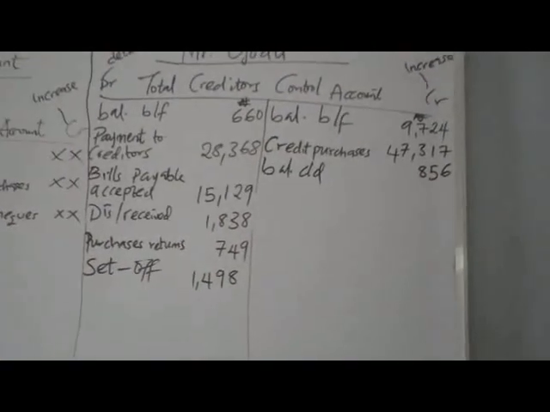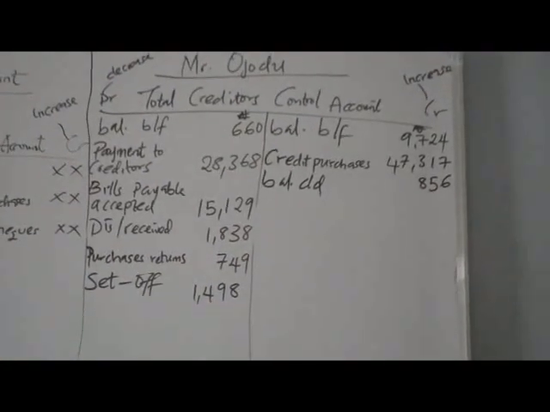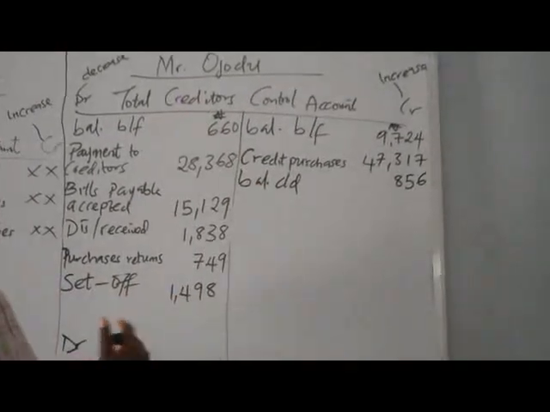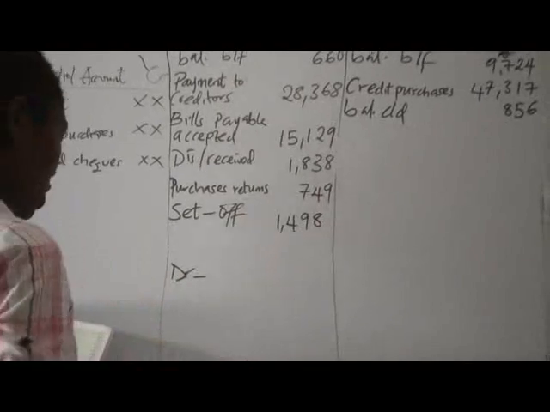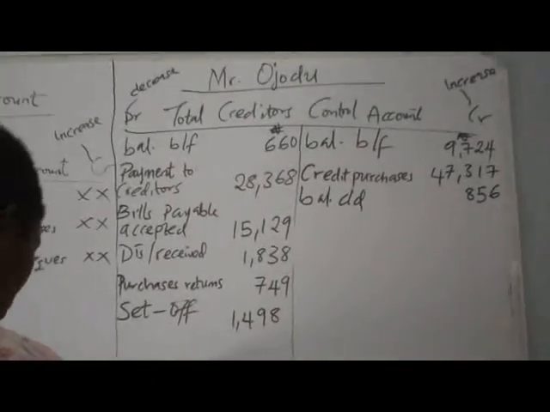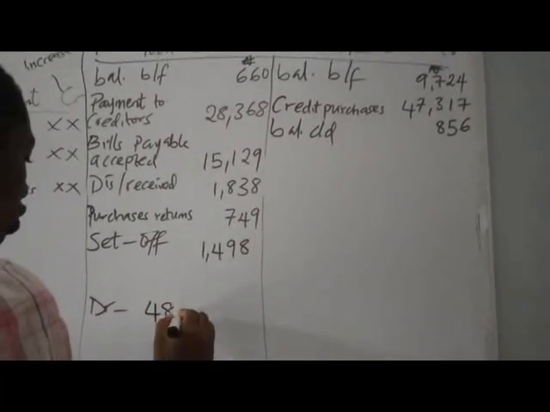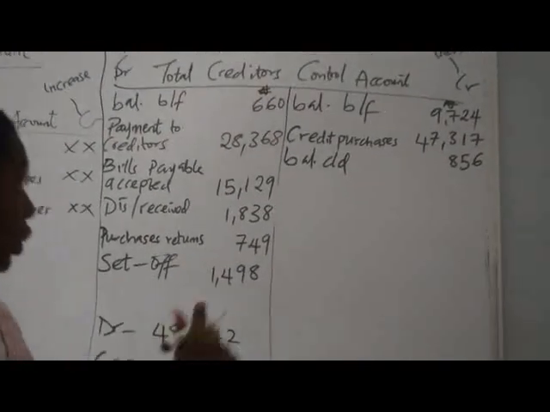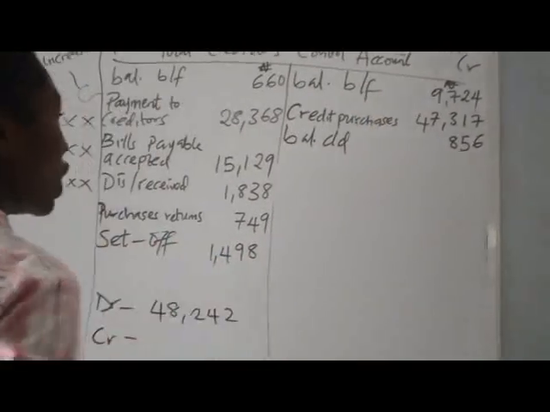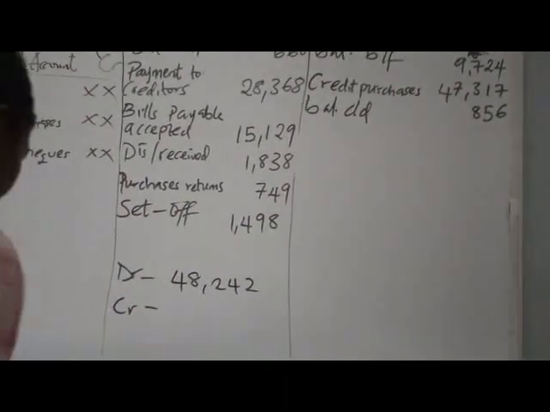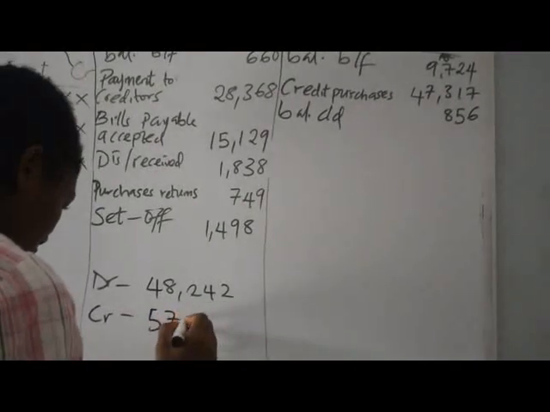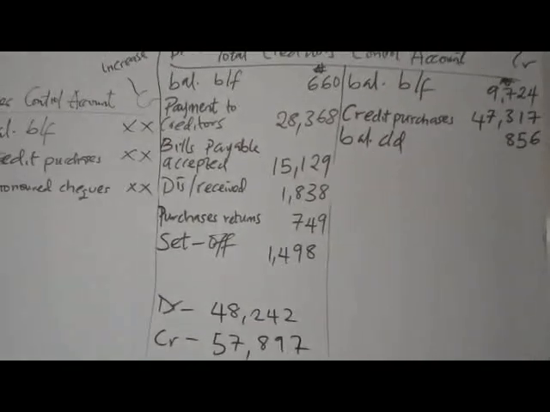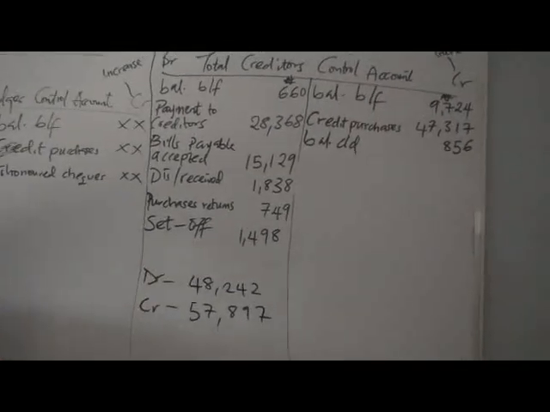Right, so with this we'll be totaling our account very quickly. For our debit side, we'll be adding all this. So our total debit balance, we'll be having a total of 48,242 naira. Then for our credit side, we'll be adding our figures together, and then we'll be having 57,897. So as you can see, our credit balance is exceeding our debit balance.